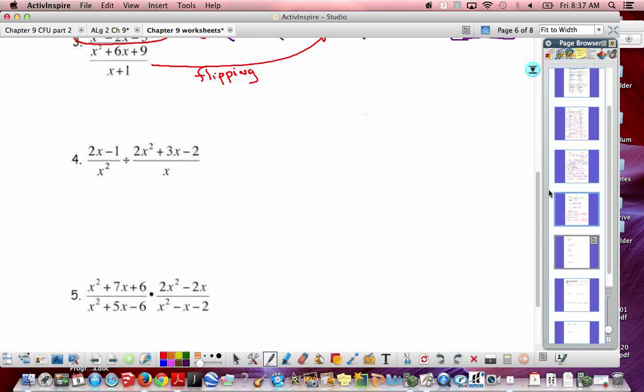Alright, number 4, we have division again. Remember, flip the fraction. On the top, I don't actually have anything to factor. But again, remember, I'm going to flip and multiply. So the top now is the x. The bottom, ooh, this one's a little bit trickier to factor. So this one's going to take a little bit more time to factor.